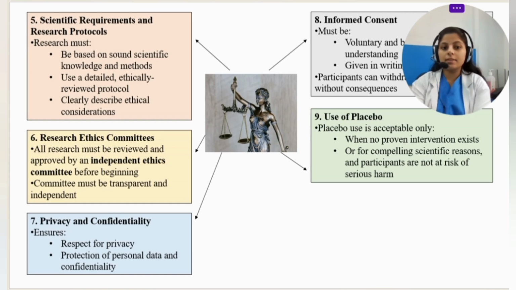Next thing is the research ethics committee. All research must be reviewed and approved by independent ethics committees before beginning any of the research. And committees must be transparent and independent. That should be the main character of any research. Next is privacy and confidentiality. All research should ensure respect for privacy, protection of personal data and confidentiality.